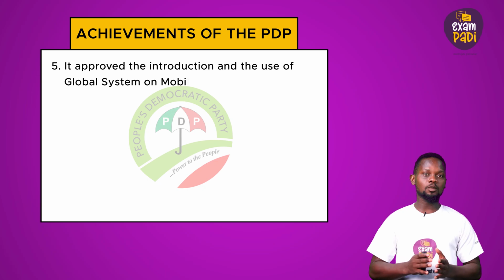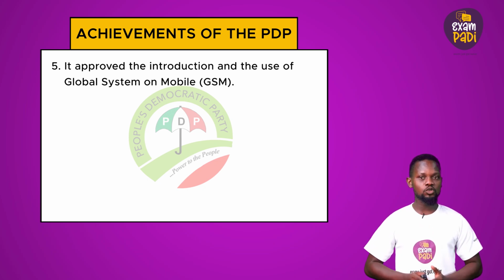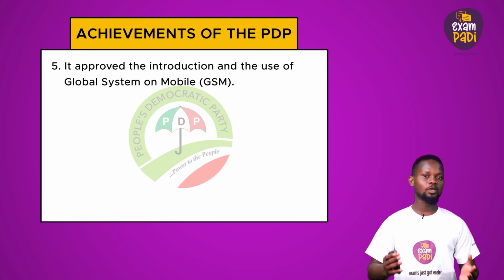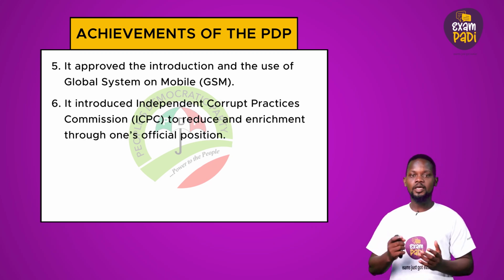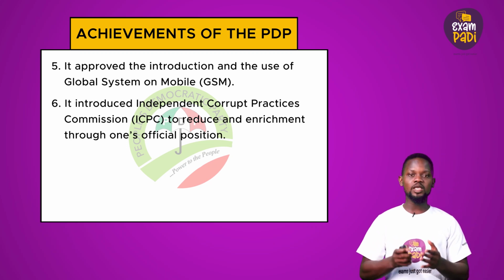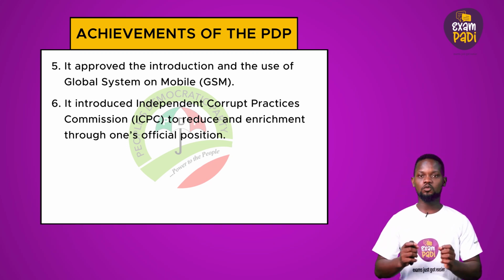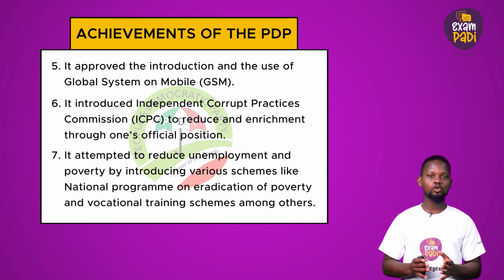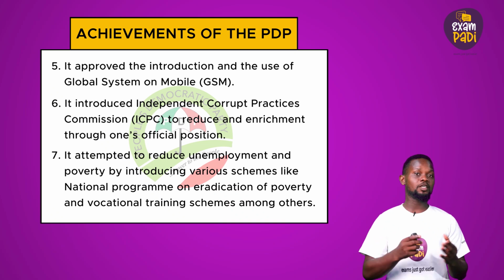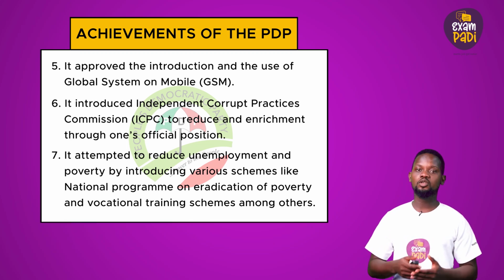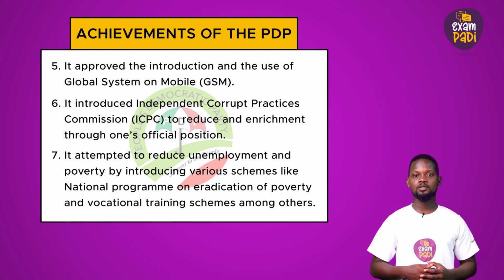Number 5, it approved the introduction and the use of Global System on Mobile, known as GSM. Number 6, it introduced Independent Corrupt Practices Commission, known as ICPC, to reduce enrichment through one's official position. Number 7, it attempted to reduce unemployment and poverty by introducing various schemes like National Program on Eradication of Poverty and vocational training schemes, among others.